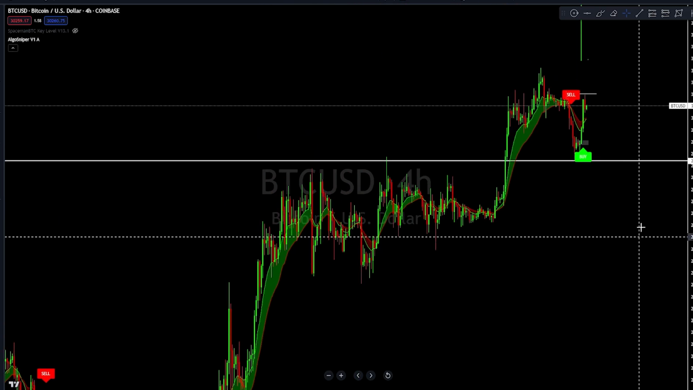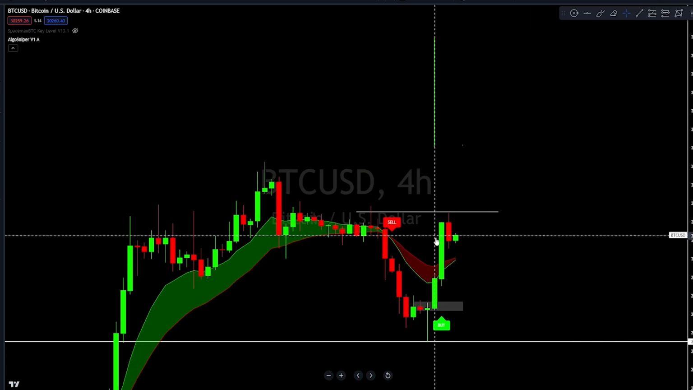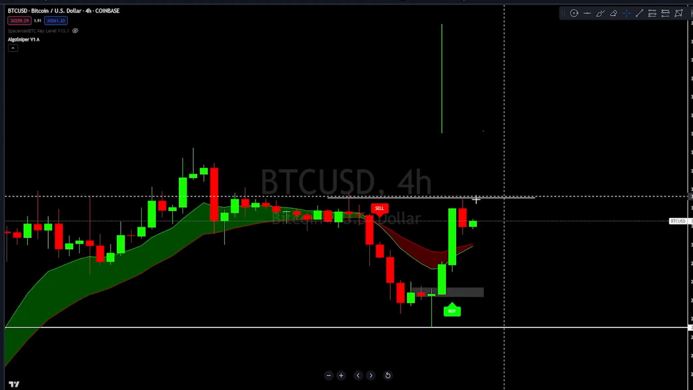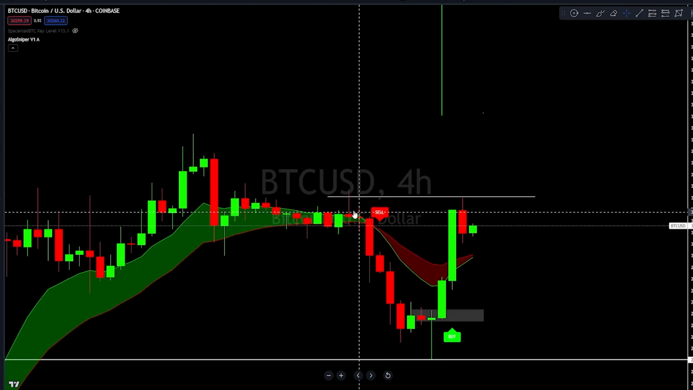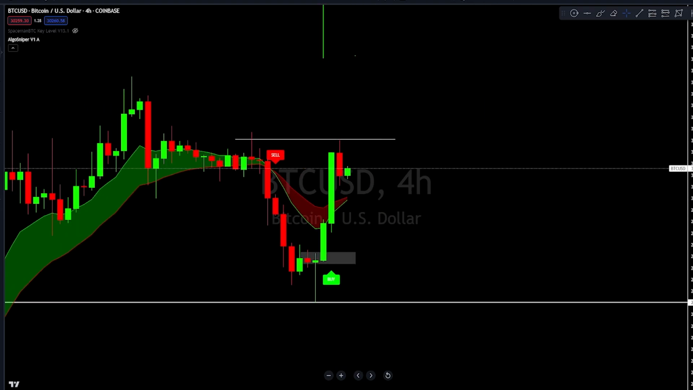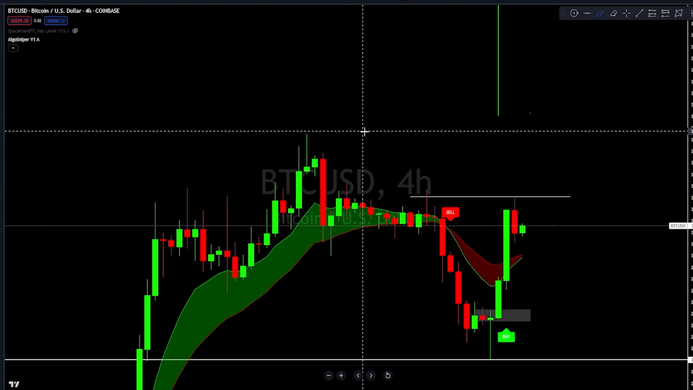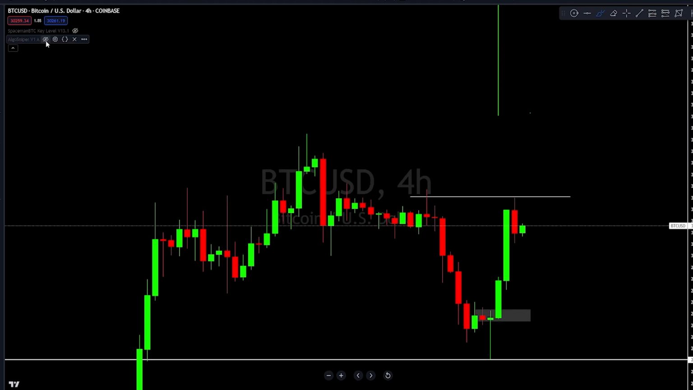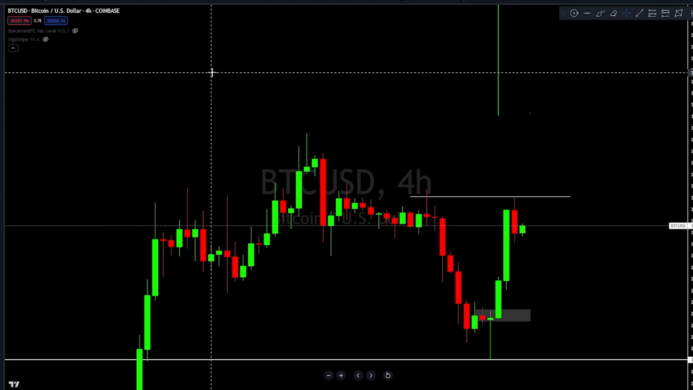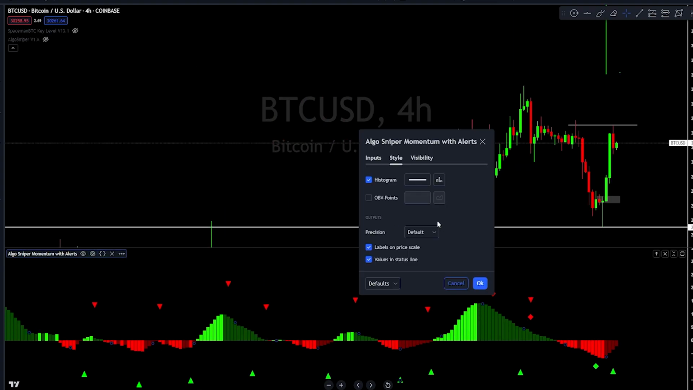When we begin to see it weaken and flip red, like look, even though the price is above the bands right here on the 4-hour time frame, the band is still red. So the momentum is still pretty strong to the downside, and we're at resistance. So the price could probably come up here and then continue back down. I see that happen a lot. So the bands are pretty good. One more additional thing that's going to really help you with the algo sniper momentum.